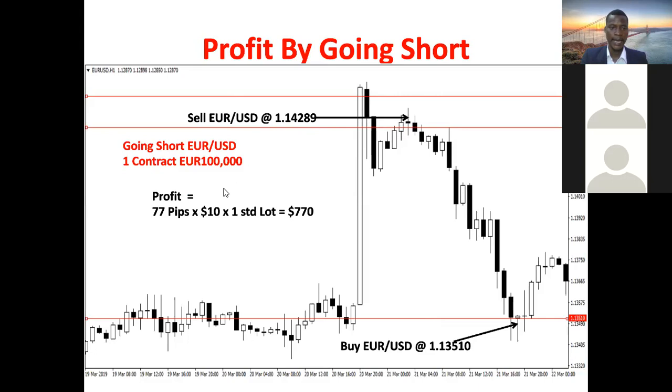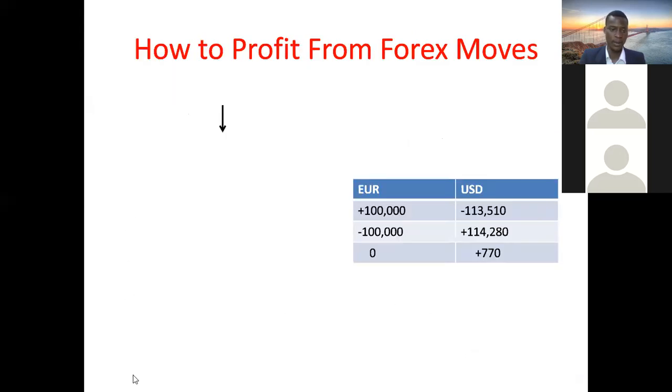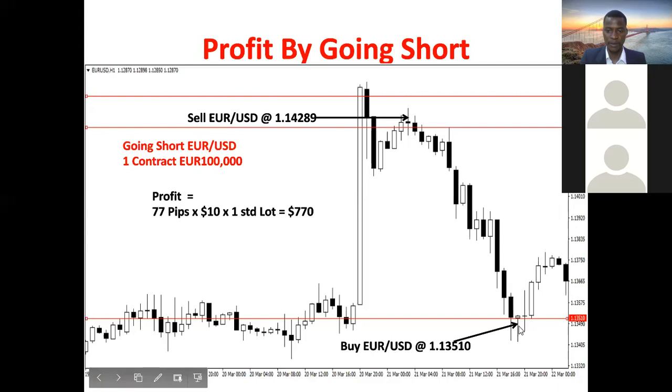1.14289, and then the price dropped because of your analysis, and it dropped to this point. As it dropped to this point, this is a support level, so you have to cash out because it might go up again. So you close your trade at 1.13510. The difference between this and this will give us almost 77 pips. So if you use the formula of calculation, you are going to get $770 for your profit gain, because you used a one standard lot size, a very big standard lot size though.